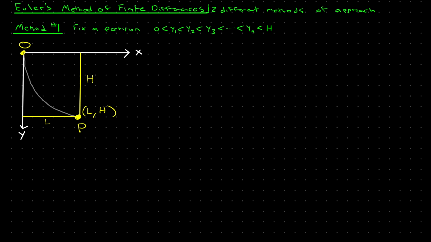So for the first method of finite differences, what we're going to do is fix a partition along the y-axis. We're going to fix a whole bunch of y values between 0 and h. I'll call these y1, y2, y3, all the way up to yn. Graphically speaking, it looks like y1, y2, y3, all the way up to yn. So we have n different fixed constant y values.